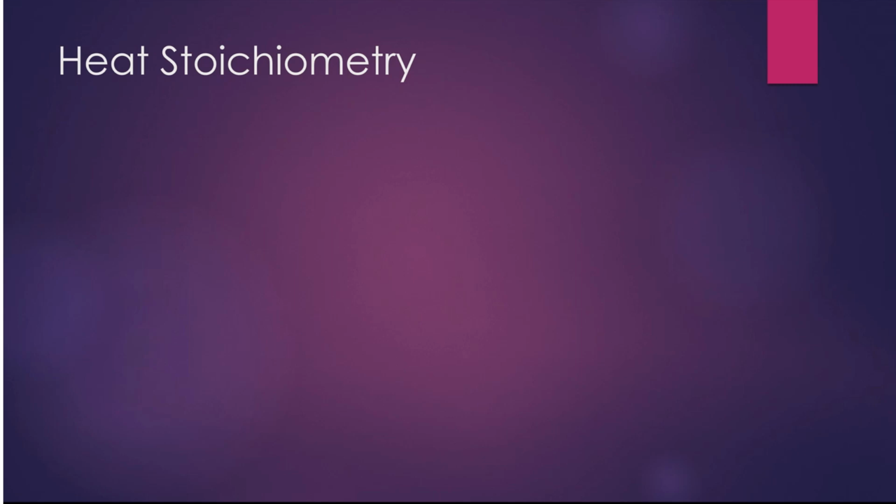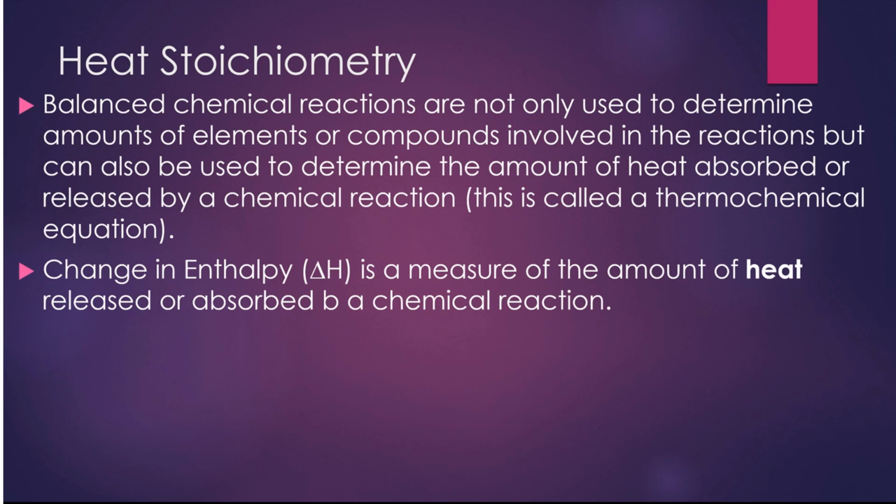Our final lesson in stoichiometry is heat stoichiometry. Now we use the word heat to mean energy. So our balanced chemical equations can tell us not only a mole-to-mole ratio, but they're also able to tell us how much heat can be released or absorbed by a chemical reaction. These are called thermochemical equations.